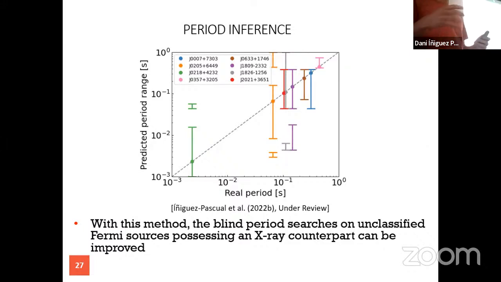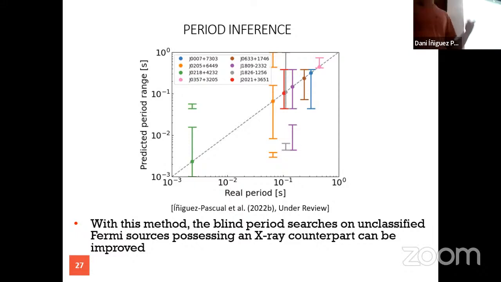Some of them are considered to be pulsars, but it's not sure that they are pulsars. And if for these sources an X-ray counterpart exists, we could apply our method in order to improve the blind period searches on these candidates by defining a period range on which these blind period searches could focus, and in order to assess whether for these candidates there is a pulsar with a period lying in this range, so that these candidates are indeed pulsars.